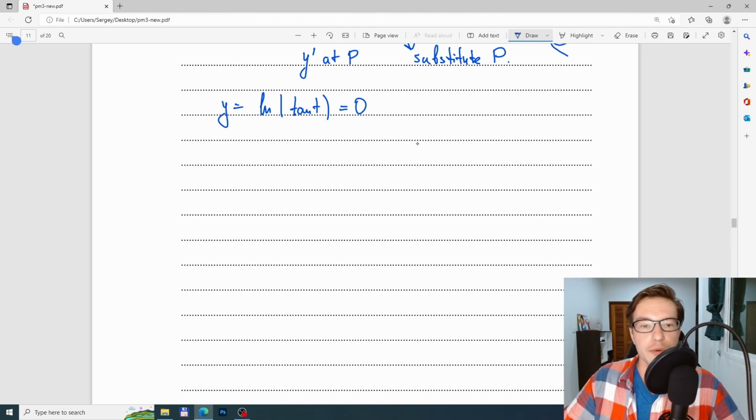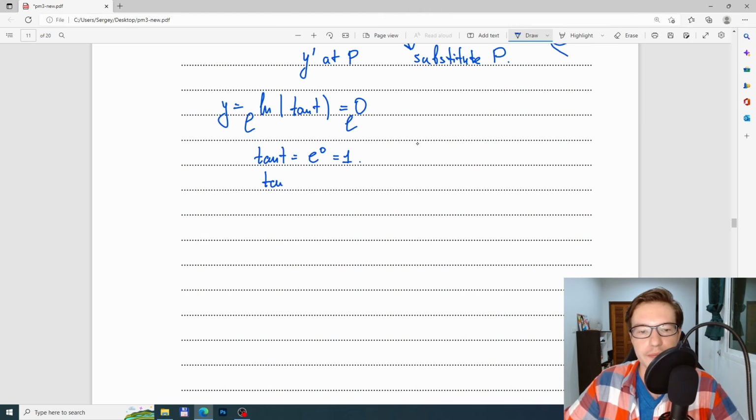Okay, now I'm going to raise e to the power of the left side and the power of the right side. Now e to the power of the log will just cancel out. So I'll get tangent t equals e to the power of 0, which is 1. So that means tangent t equals 1. And from here, I can find the value of t, which is the inverse tangent of 1. So t equals pi over 4.